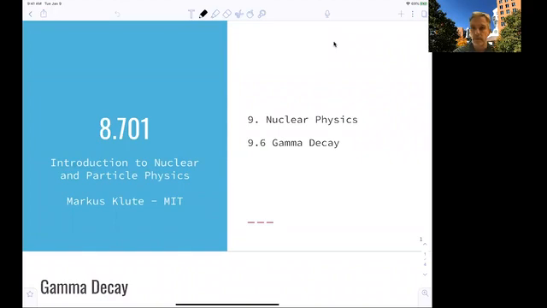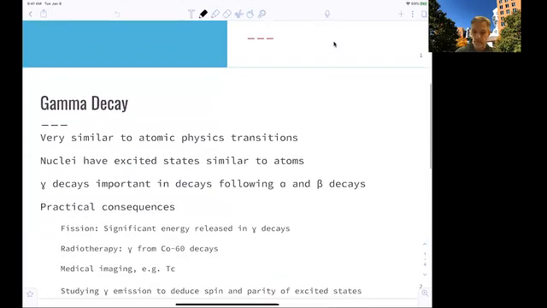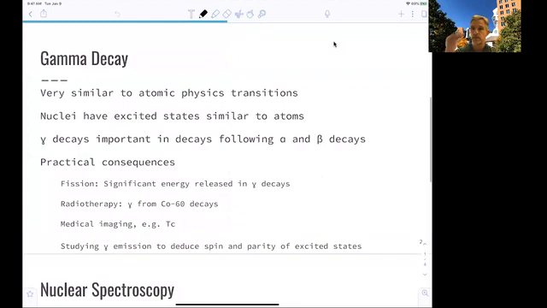Welcome back to 8701. We continue discussion of nuclear decays with gamma decays. We have seen that we can understand nuclear stability or instability. We discussed alpha decays and beta decays. Now, after the discussion of the shell model, it is apparent that transitions from various nuclear states can be accomplished via the emission of a photon, a gamma ray.